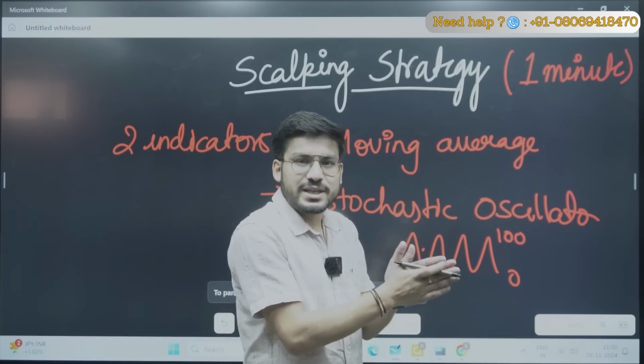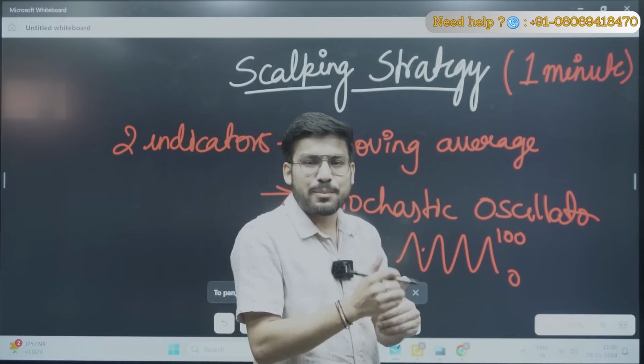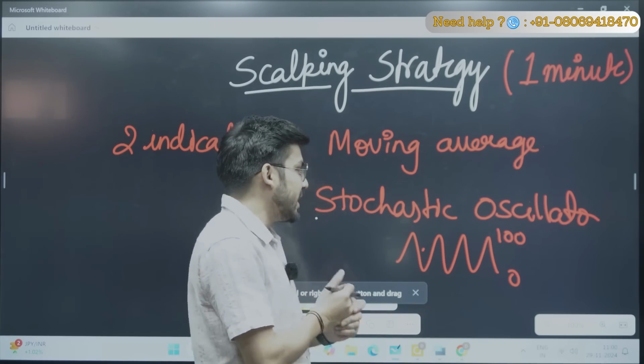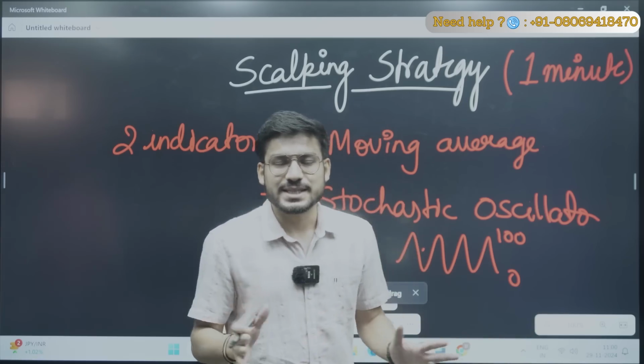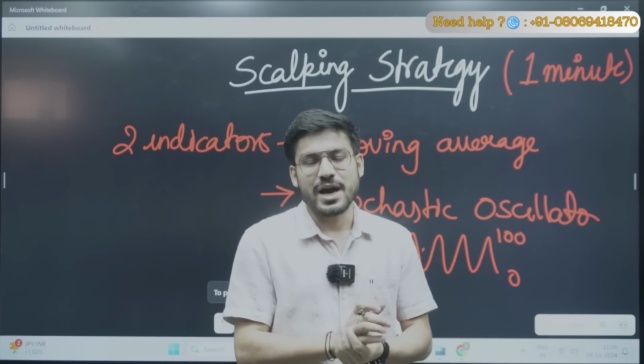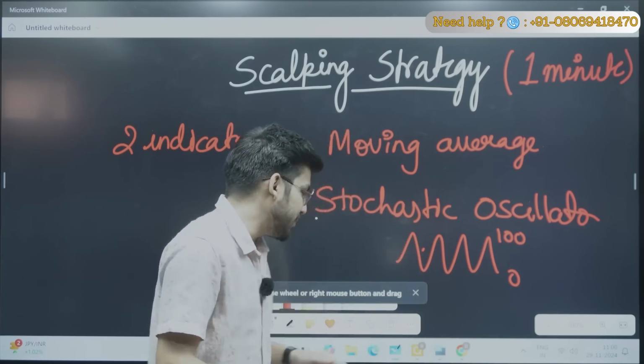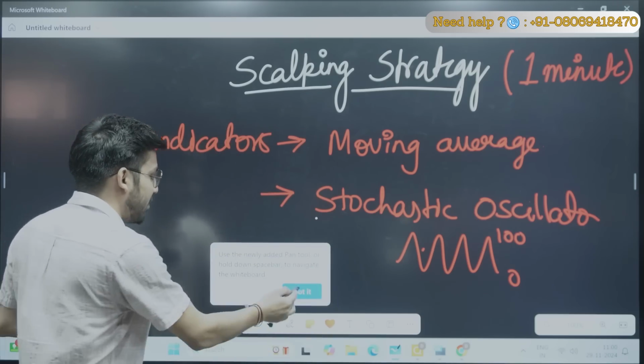So we will be using these two indicators. We will be applying some settings with them. Let's see how we can use these indicators with some certain settings and what are the conditions that we have to look for. First, let me tell you the conditions, and then we will go to the application.